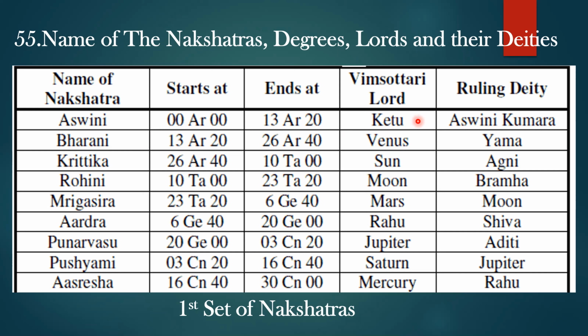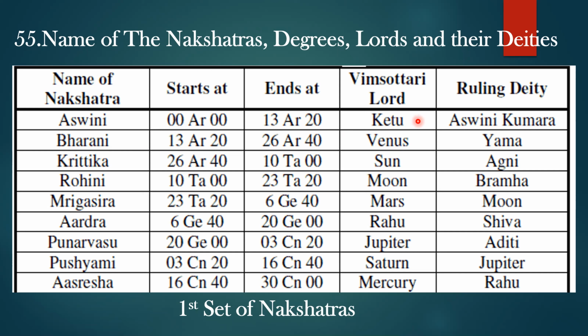Ashwini Nakshatra, the ruling Lord for the Ashwini Nakshatra for the Vimshottari is Ketu. After Ashwini, Bharani comes next. Then Venus is there to rule. He will take over 20 years of period in our life. And they have the period life also. We are going to see that in the next chapter.